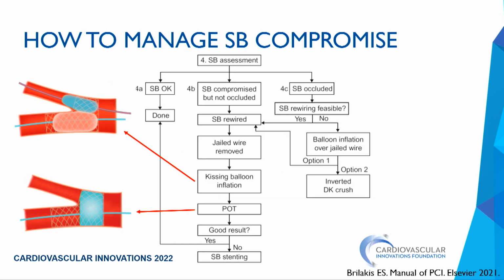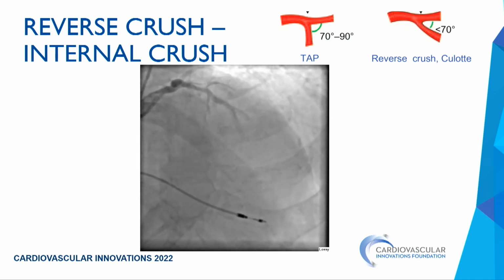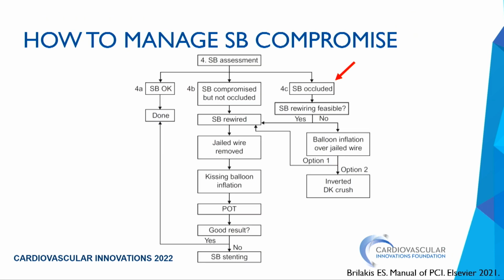And again, like I said, once you get across, then you do a kissing balloon inflation, do a proximal optimization technique, repeat the POT, and reevaluate. If there is angiographic improvement with improved flow, then you are done. If not, then you have to consider in that situation perhaps a stenting strategy. So in that particular case that I showed you, there was compromise of the side branch. The side branch was wired, and a reverse crush technique was performed, and the ostium was stented, and this is the final result.